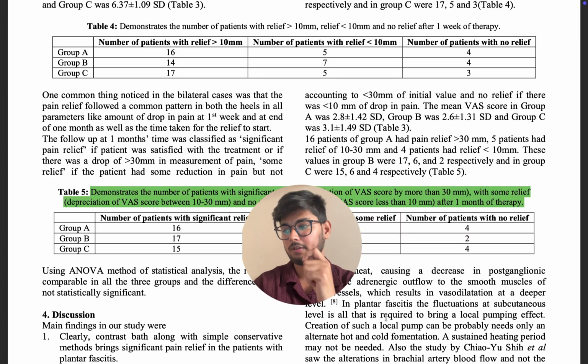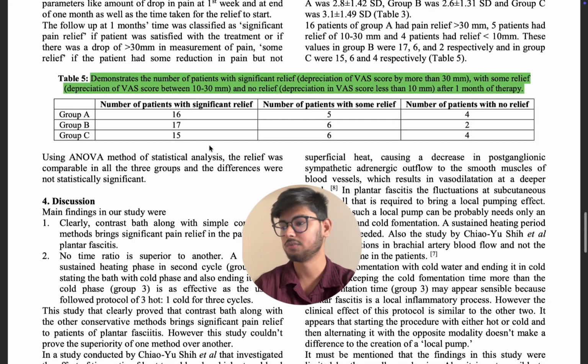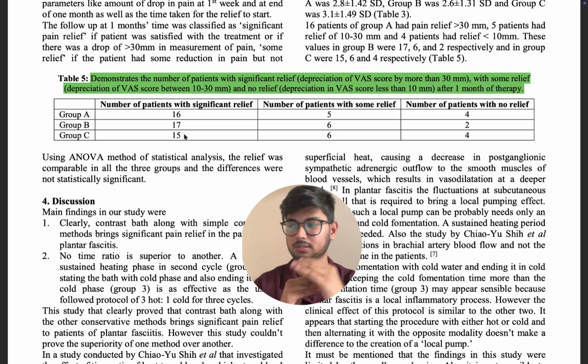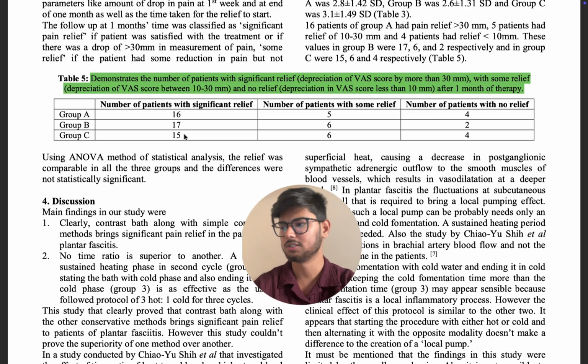Next we are looking at again a very important data in the result part, that demonstrates the number of patients with a significant relief. As you can see in this tabulation, the number of patients with a significant relief were in group A 16, in group B 17, and group C 15. So a larger number is there, and there is not much difference. Like if in group A we were having 16 and in group B they were only 5, then there is a difference. So we can think that the group A treatment was much better. But you can see there is not much difference between all of them.